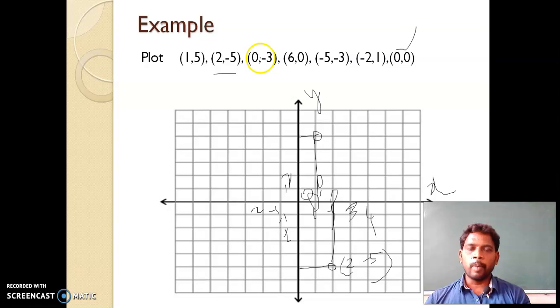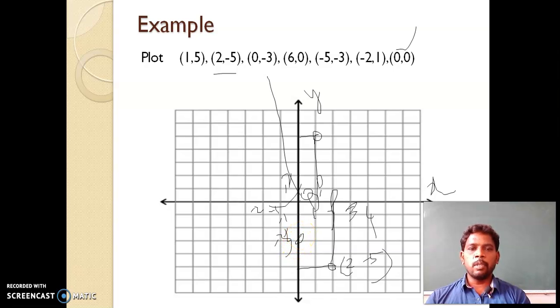Similarly, next is 0 comma minus 3. So 0 is here and y value is minus 3. As I already said, any point having 0 as one of its values should lie on an axis only, either on the x-axis or the y-axis, according to the position of 0. So here 0 is in the x position, so the point will lie on the y-axis. In the y-axis, at which position? Minus 3, which is down here only: minus 1, minus 2 and minus 3 will be here. Okay, so the point will lie on the y-axis, here.